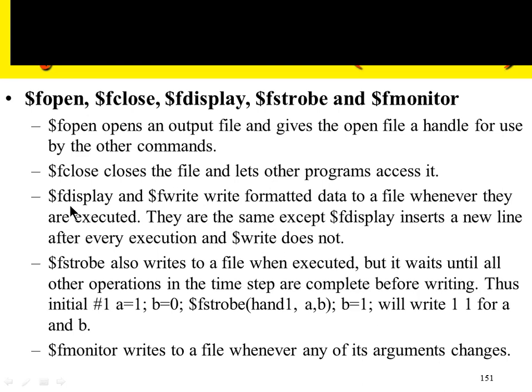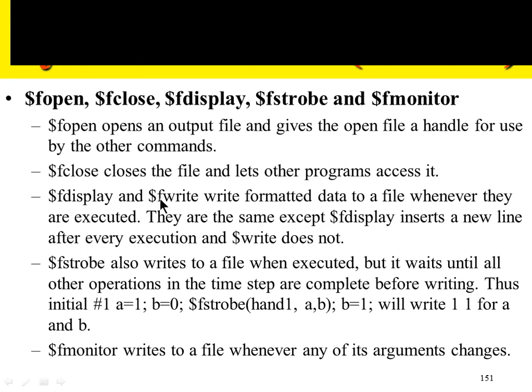So if you want to write messages to a file instead of a simulator window, you use $fdisplay. $fdisplay will automatically insert a new line character and go to the next line. If I use $fwrite, it will also write messages to the file, but it won't automatically insert a new line character and go to the new line. After $fwrite, I have to always append it with backslash n. Backslash n will give me a new line character. Then we'll go to the new line.